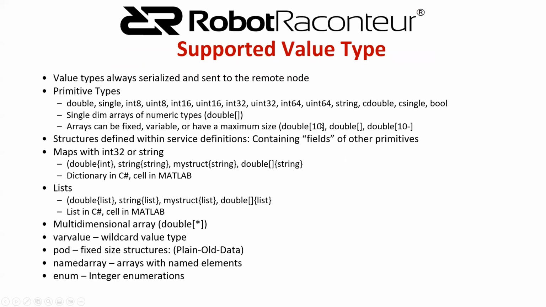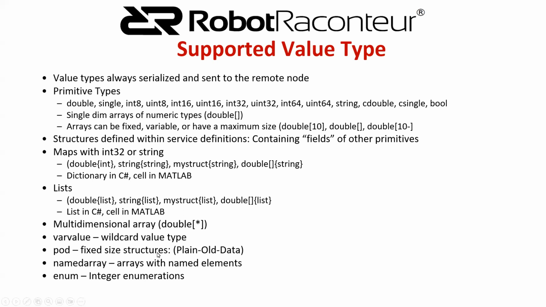And then there are supported value types, which is a very rich set of capabilities for values. And as I said, these values are always serialized, going back and forth between the nodes. So there are primitive types, your standard floating point, fixed point, and complex types, of course, string as well. You can have single and multi-dimensional arrays, and also fixed, variable, and max size arrays. Structures, which are pretty typical, maps and containers. You can also have a wildcard type, which is similar to a variant.